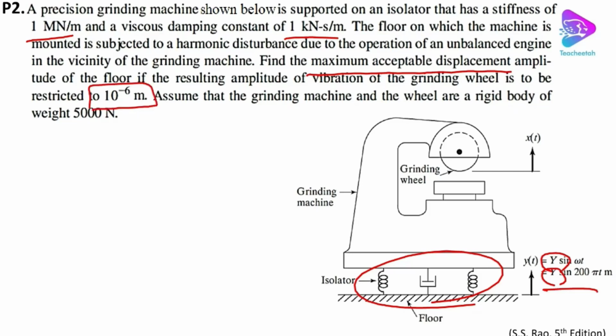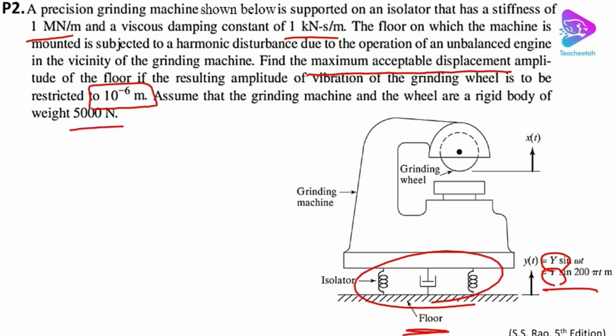Again, this is a sort of design problem. So you want to find how much vibration the system can undergo, so that the amplitude is limited to 10 to the power of minus 6 meter. For sure, we need a very small vibration amplitude for the grinding machine, for the sake of clean and nice grinding. And so we need to ensure that the floor is not vibrating with a huge amplitude, right?